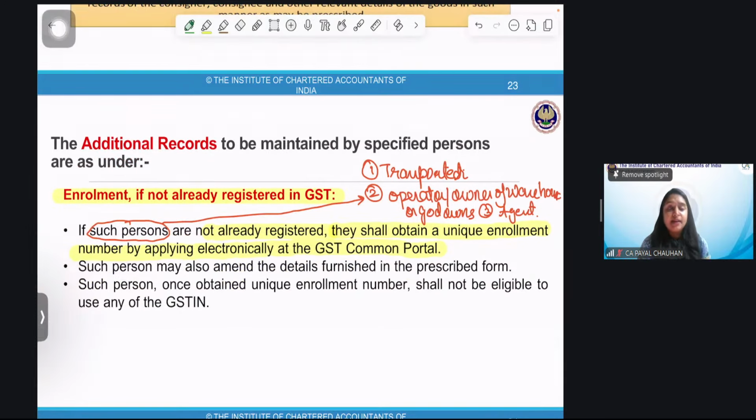Then we have additional records, enrollment ID, we did it. That enrollment ID is for the operator of a warehouse, and then we have the transporters, and in some cases agents also. They might not be registered, but they are able to get an enrollment ID from the GST portal. In that case you should mention the enrollment ID.